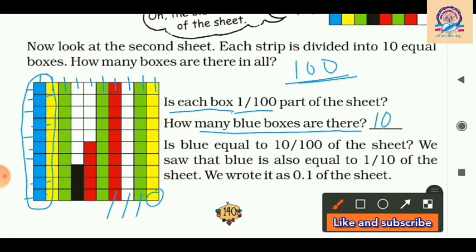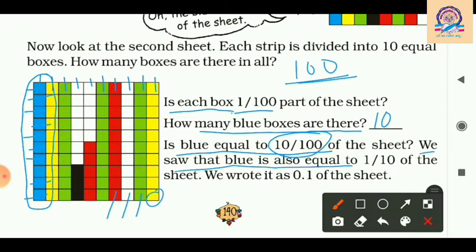So is blue equal to 10 upon 100? Yes, because blue is the 10th part of the 100. So it will be written as 10 upon 100. Now we saw that blue is also equal to 1 upon 10. Yes, 10 upon 100 is the main part of the blue one, but you can also see that it is one part of the 10.